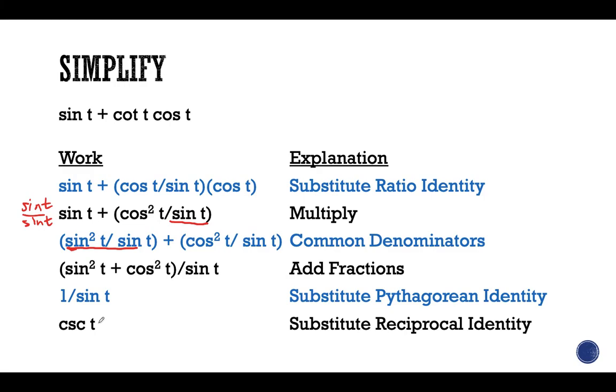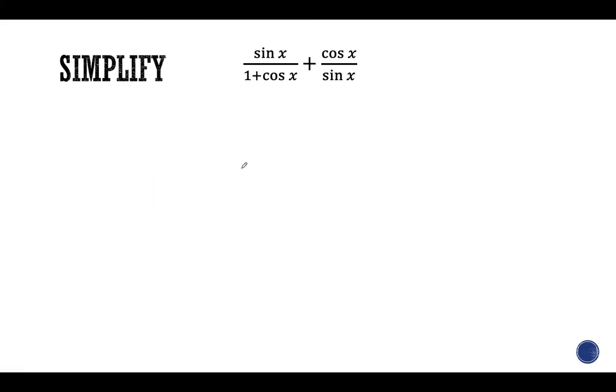And then we're also including our identities to help us do some manipulation through some substitution, okay? So let's do another example of these. This one's a little bit different, okay? In this one, we've got two fractions that are being added together.